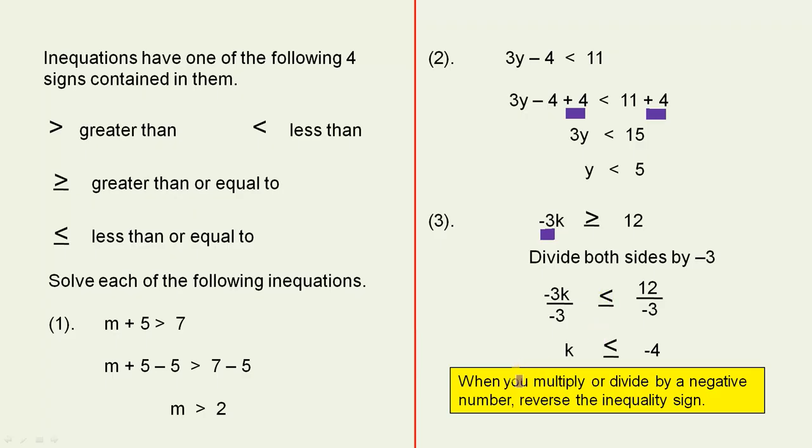So the important rule is when you multiply, so it's either multiplication or division, by a negative number, you reverse the inequality sign. It started off as greater than or equal to, it is now less than or equal to, and in the answer it's less than or equal to. So the answer is k is less than or equal to negative 4. So please remember that very important rule. When we're dealing with inequations, if you multiply or divide each side by a negative number, you reverse the inequality sign.